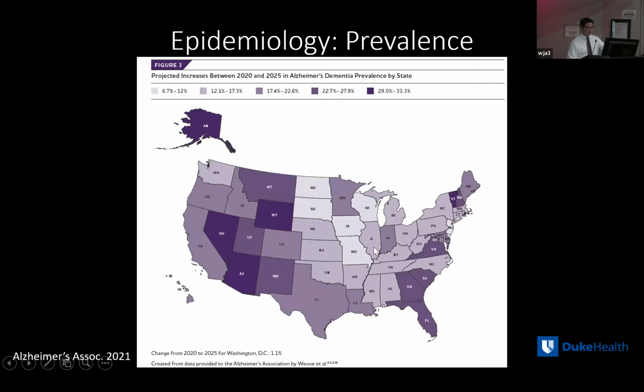So as you can see in this map, we're doing a pretty good job. We're 12 to 17% here. Unfortunately, the neighbors that are surrounding us need a little help. The Southwest is also quite heavy in terms of the prevalence of Alzheimer's disease, and a few other spots such as Alaska and Vermont too.